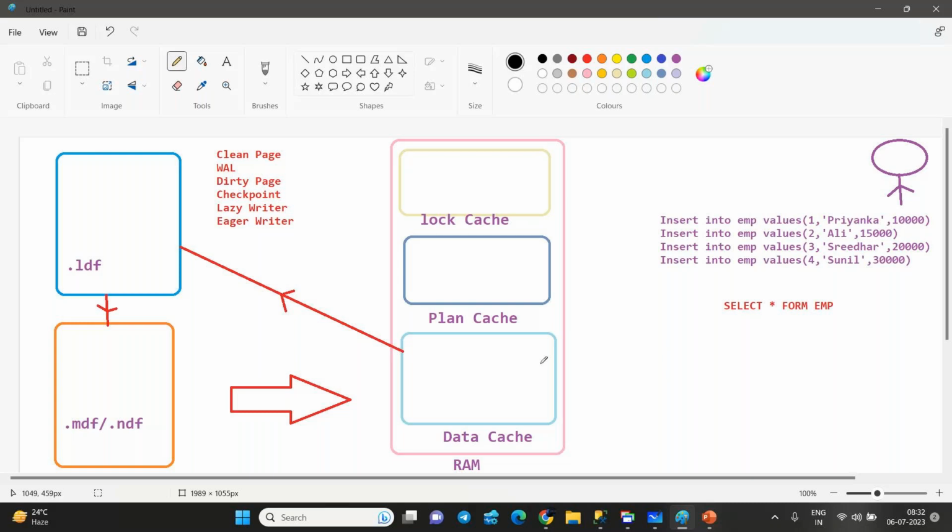Basically, it will get the pages from the MDF or NDF and place them in the data cache. Agree? So it will get the pages and place them in the cache. Assume it got the pages and placed them in the cache. Now tell me what we will call this page. You should call it a clean page: the page which is not yet modified in the buffer. See, sir, simply once it copies the pages, it doesn't mean the task is done. No, sir. You need CPU, you need a scheduler, you need a worker.